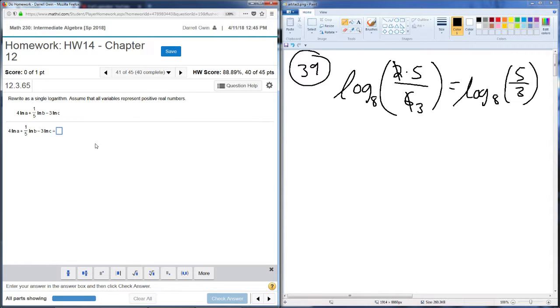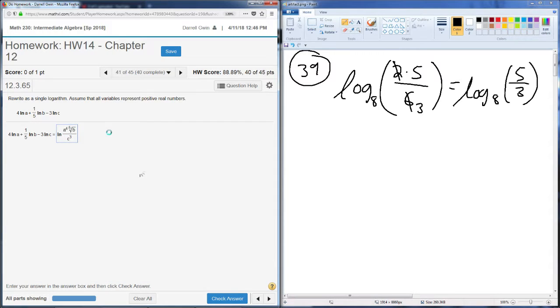Now, same thing, type ln, and then we're going to start with the fraction here. Now, a to the power of 4 is the first log, a to the power of 4. The next log is b to the power of 1/5, which is the same thing as the 5th root of b, because the denominator of exponents is going to be the root of the radical. To the bottom, and c to the power of 3 is the final. There it is.